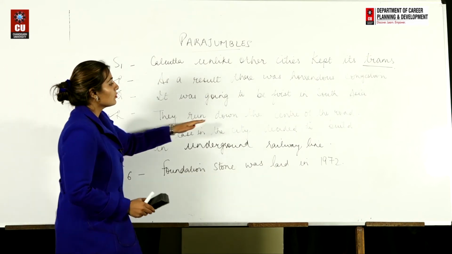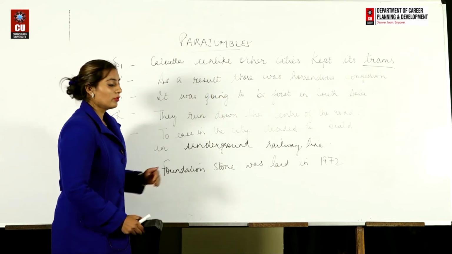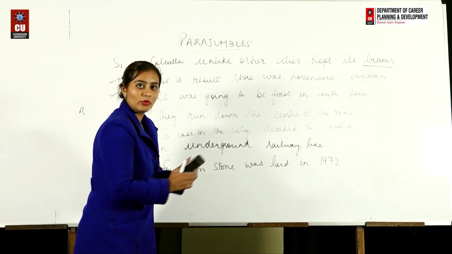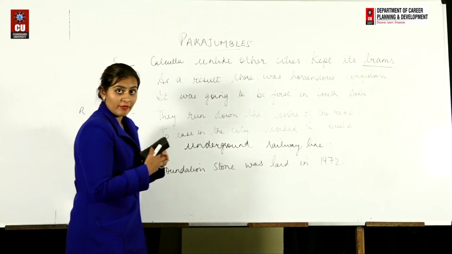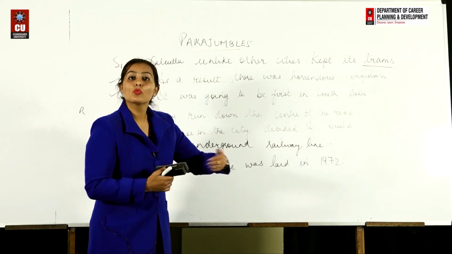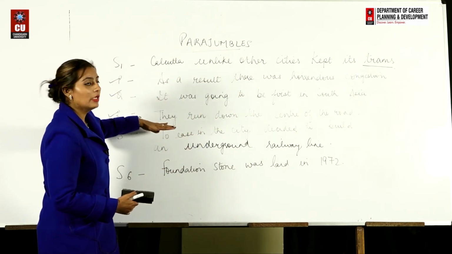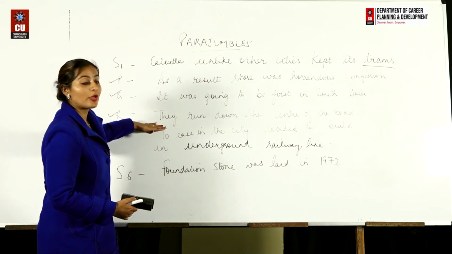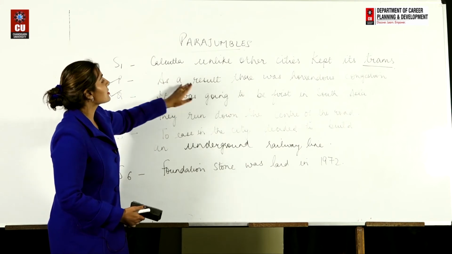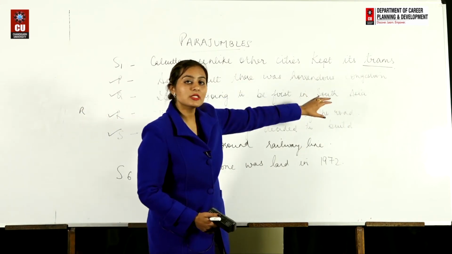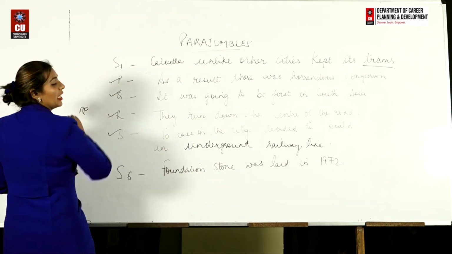Now, they run down the center of the road. As a result, there was horrendous congestion. If something is in the middle of the road, what will happen? Congestion. Congestion means the traffic is heavy and it would be very difficult to move further ahead. Horrendous congestion. So what is it linking itself with? The trams. So they run down the center of the road. As a result, what happens? As a result, there was horrendous congestion. So I get into P.